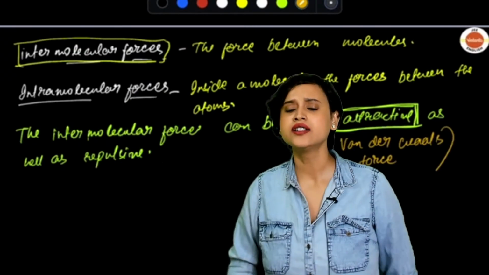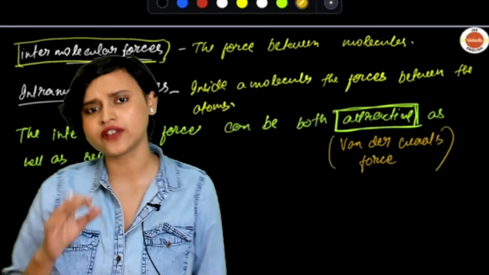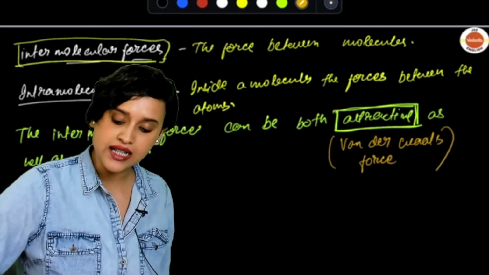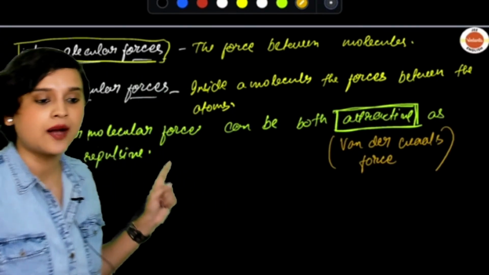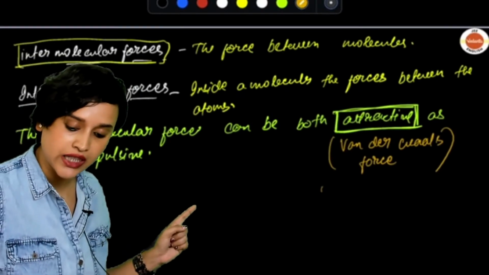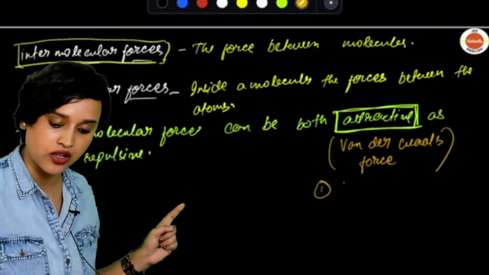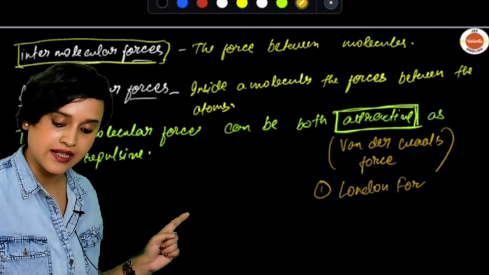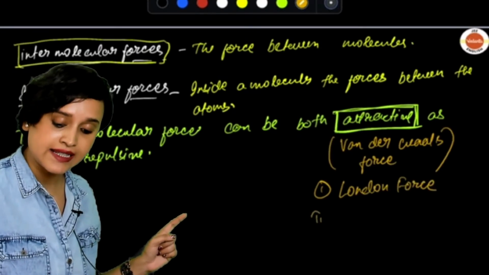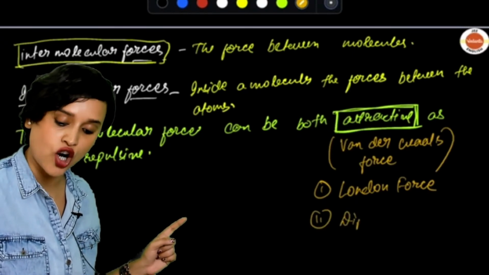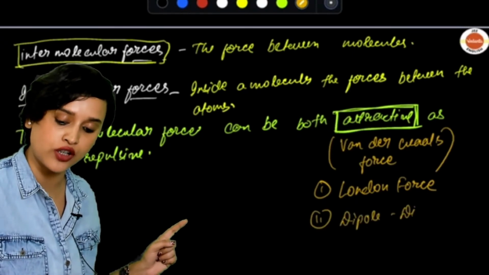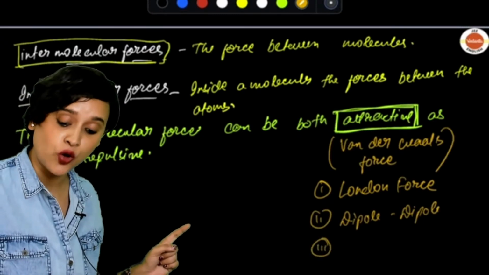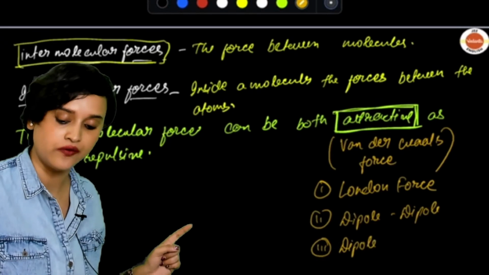there are three different types of forces that we get to see in van der Waals force. What are these three different types of forces here? I'm going to write it down here. Check it out, everybody. The first one that we have to talk about is your London force. The second one, my dear students, is your dipole force. And the third one, everybody, is dipole-induced dipole force.